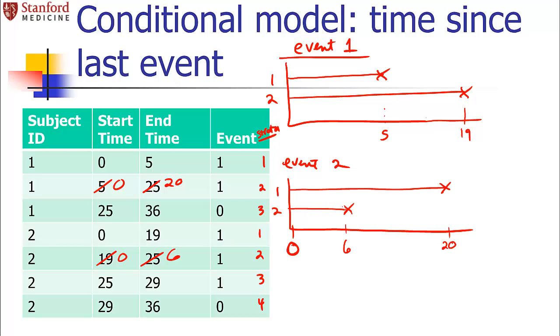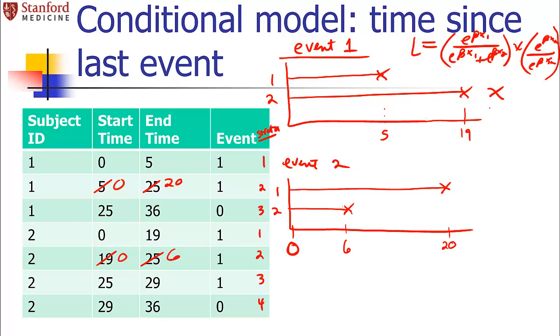So that would be slightly different in the likelihood then, because if you think about the likelihood now, the terms for event 1 actually are going to look the same as before. So we have a term where subject 1 has the event, both subjects are at risk at 5 months, we multiply that by only subject 2 is at risk at 19 months.